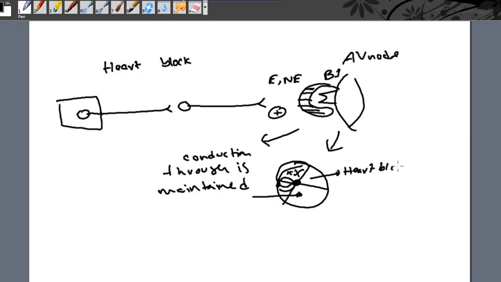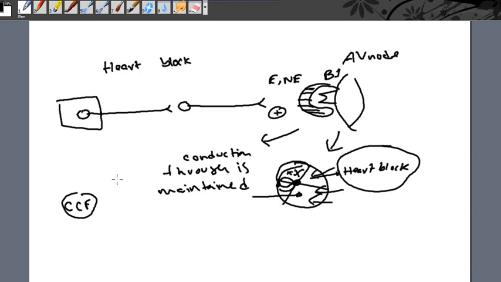So beta blocker can produce heart block. Beta blocker can also precipitate cardiac failure because they reduce contractility of the cardiac muscle. But some beta blocker, not all, is helpful in some situations in heart failure, like carvedilol. But I'll not go into details.